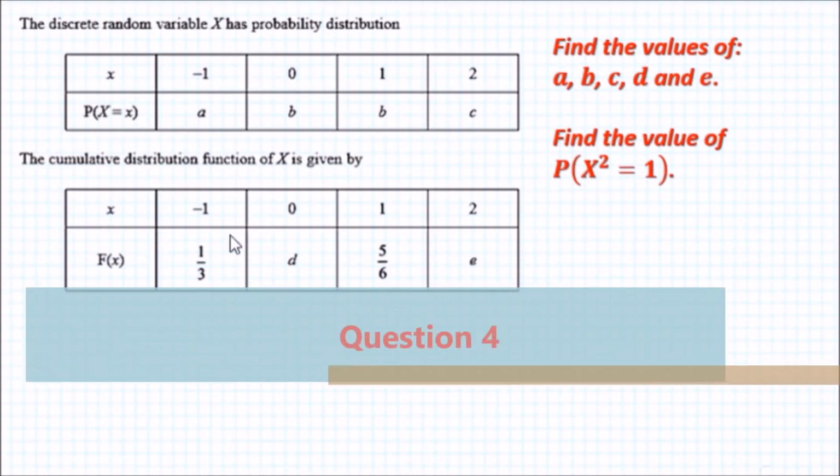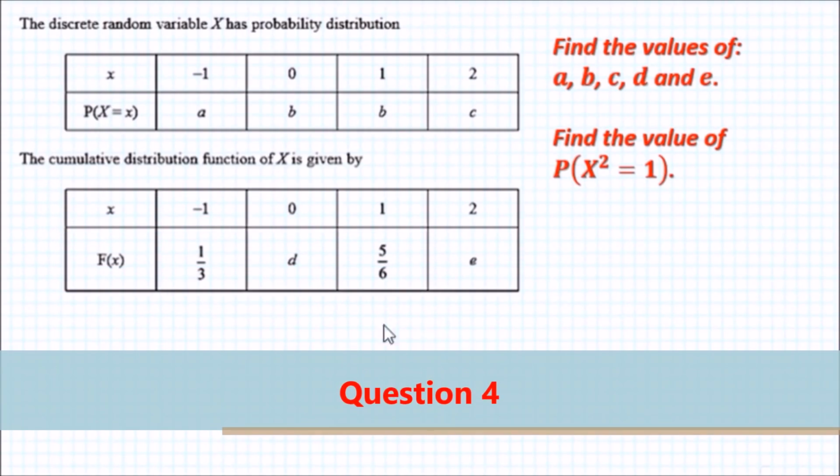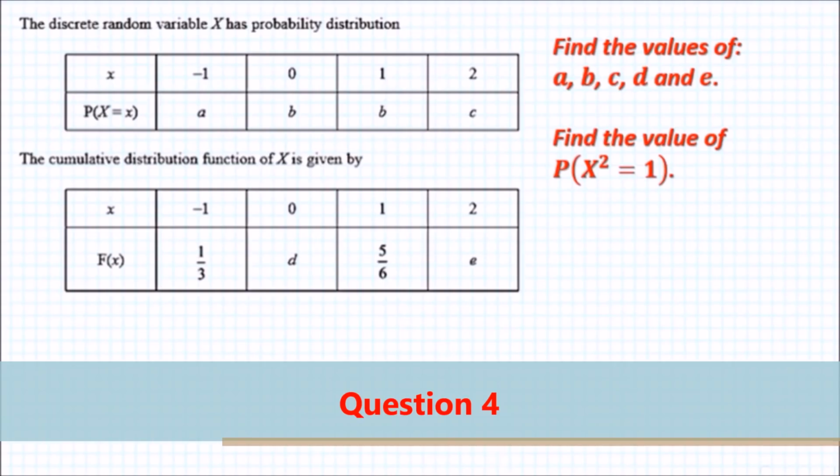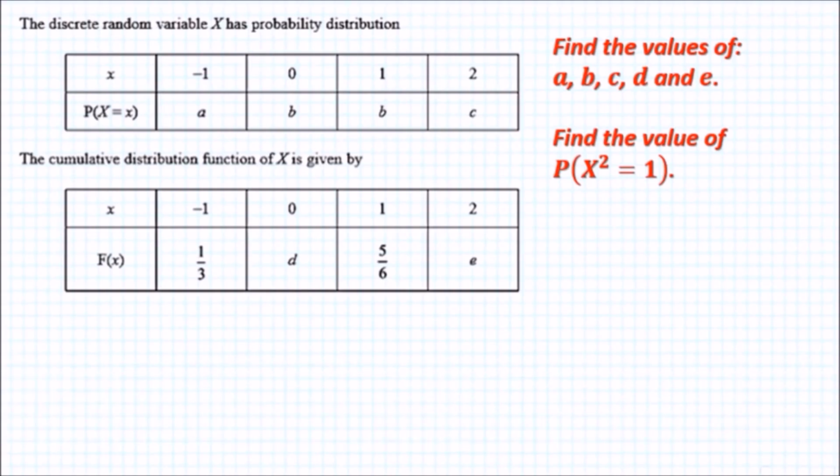So here we've got two tables, a discrete and a cumulative distribution function. Under the discrete random variable X, we're given the following PDF. We know that each of the discrete X values, -1, 0, 1, and 2, are given the probabilities of A, B, B, and C respectively. Now the way the cumulative distribution works, it just takes into account the sum, so the total up to X equals -1 will give you the cumulative probability.